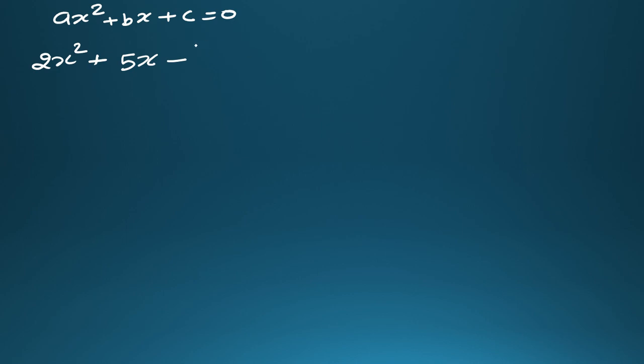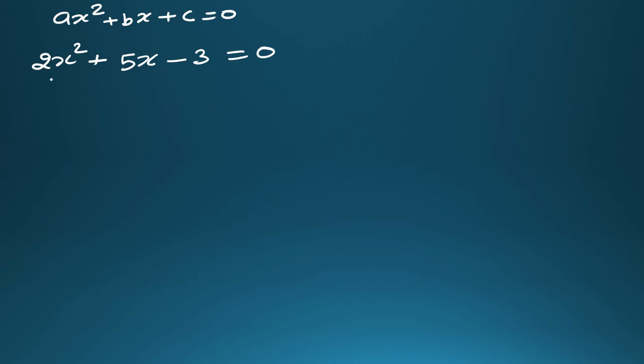See, the first condition I am taking here is when x square has a coefficient. I have told you before also that the general quadratic polynomial is ax square plus bx plus c is equal to 0. So, for example, suppose the question is 2x square plus 5x minus 3 is equal to 0. We have to factorize it by splitting the middle term.